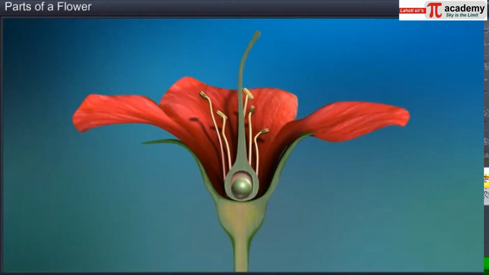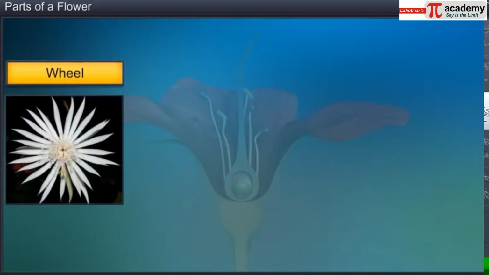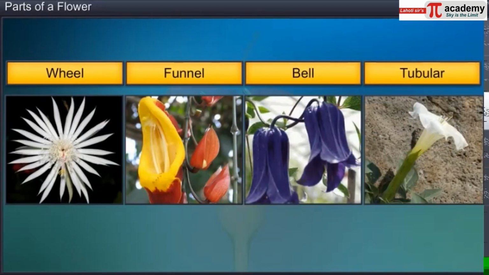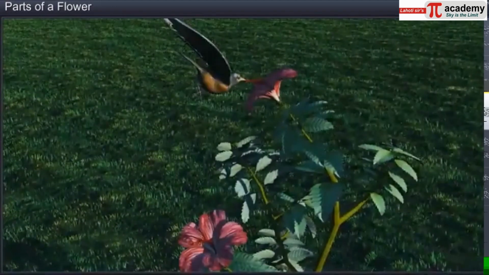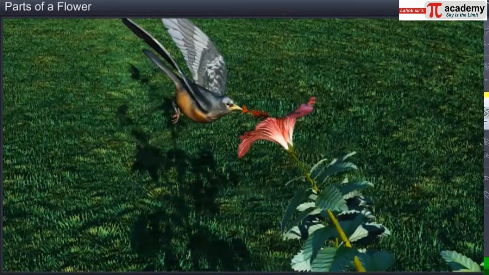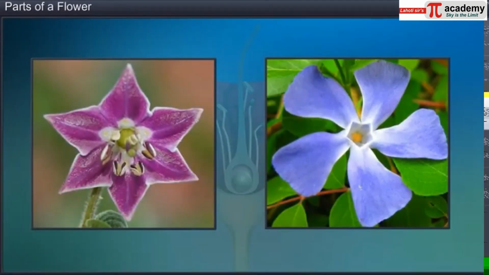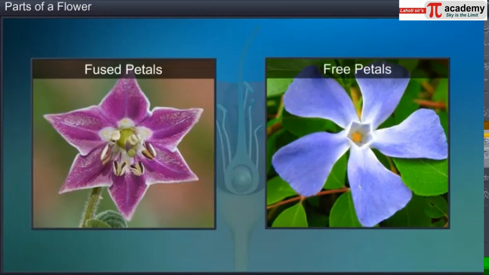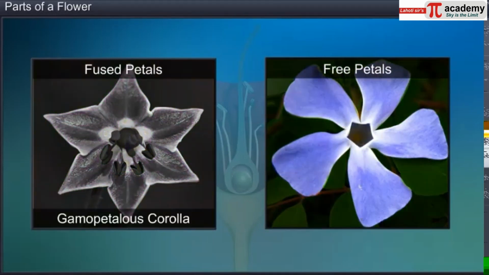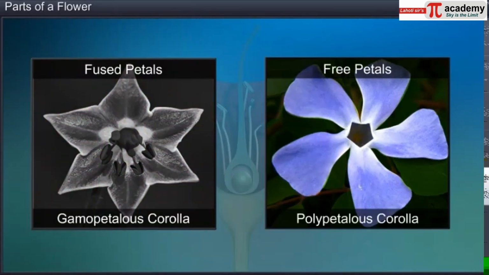There is a wide variety in the color and shape of the corolla. It can be in the shape of a wheel, funnel, or bell, and is sometimes tubular. The primary function of the corolla is to attract insects and birds for pollination. Like the calyx, the petals of the corolla can be either united or free. When united, the corolla is called gamopetalous, and when free, it is called polypetalous.